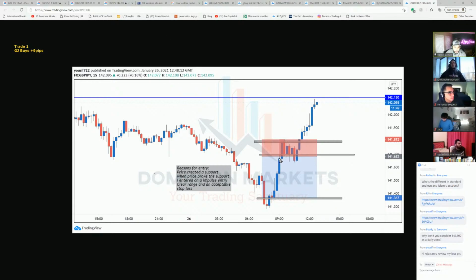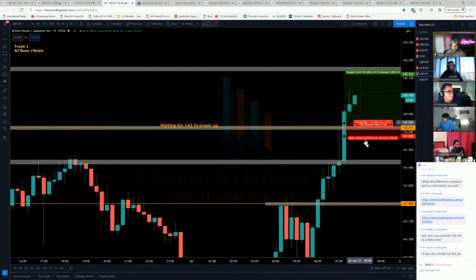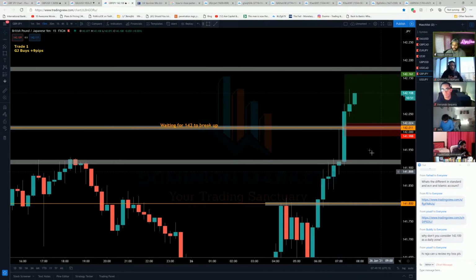Price created a support, when price broke support, entered an impulse entry. Yeah, I don't know where you entered. Did you enter over here? Over here? I have no idea where you entered. So you gotta maybe point that with an arrow where you entered. Just so you can see right over here, right? You can see I entered right over here. So with that chart, I have no idea where you entered. So maybe send that chart in Slack with arrows pointed clearly so that we can understand.